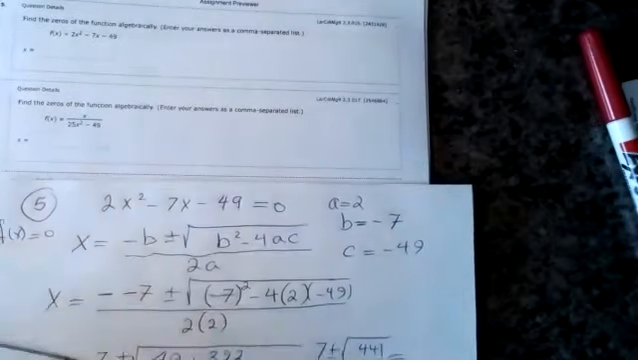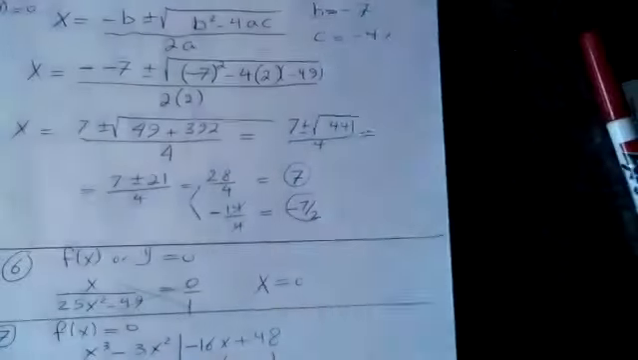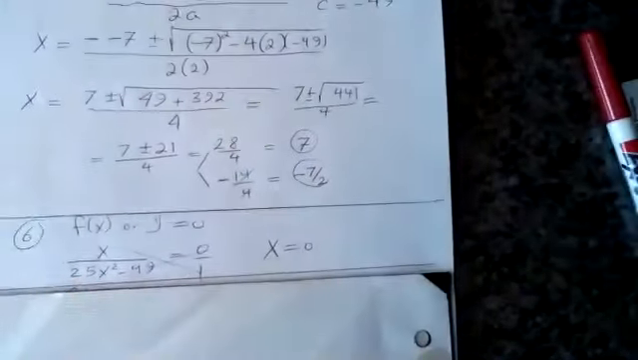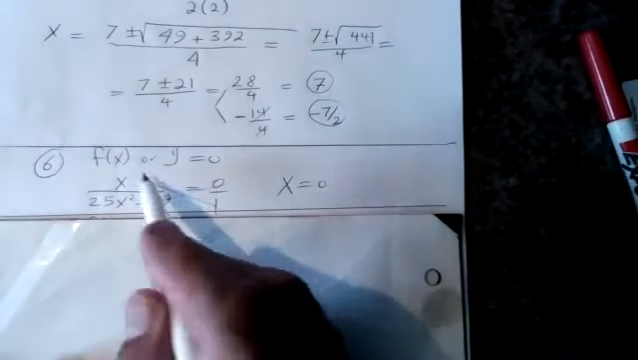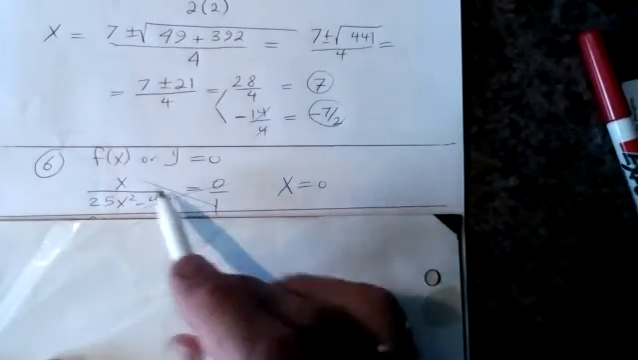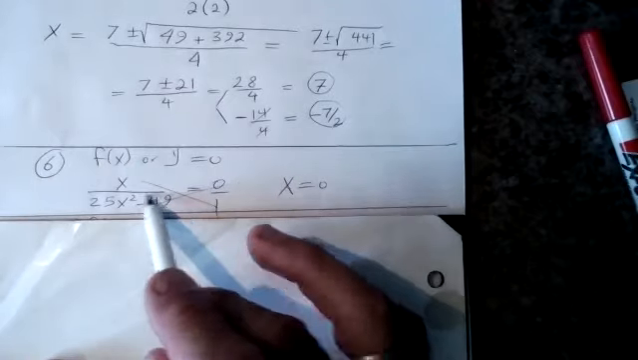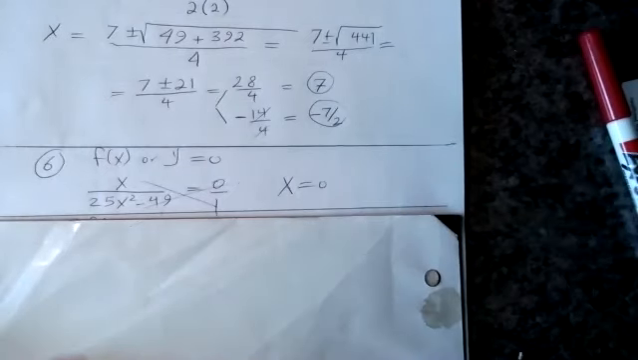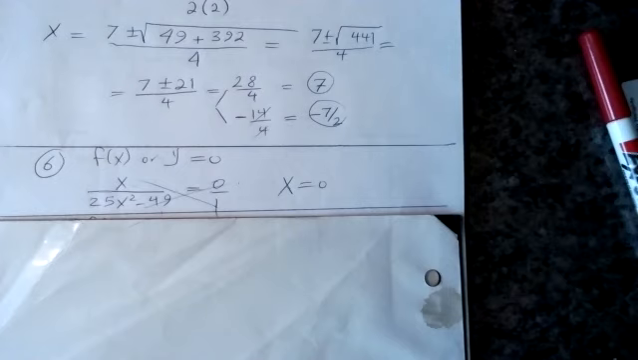Second problem, find the zero of the function. It means you take that, this was y, right? You set it equal to 0. If you write 0 over 1 and you cross multiply, 0 times all this is 0, and x times 1, so x is 0. So for this one, when f of x equals 0, x is 0.